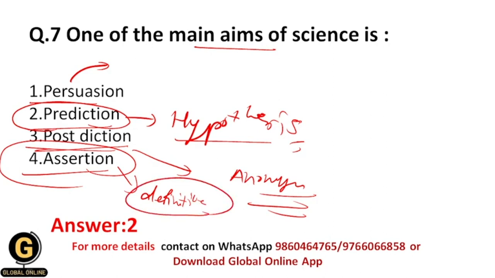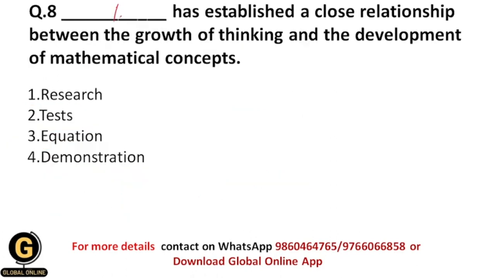Okay, assertion. All of us know about this, right? That's why here the correct answer is the second. Dash has established a close relationship between the growth of thinking and the development of mathematical concepts. So among these options, which is the concept because of which a close relationship between the growth of thinking and development of mathematical concepts is established?